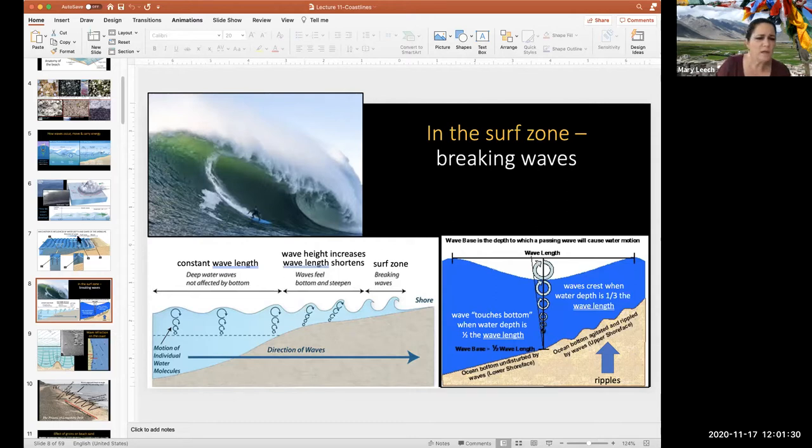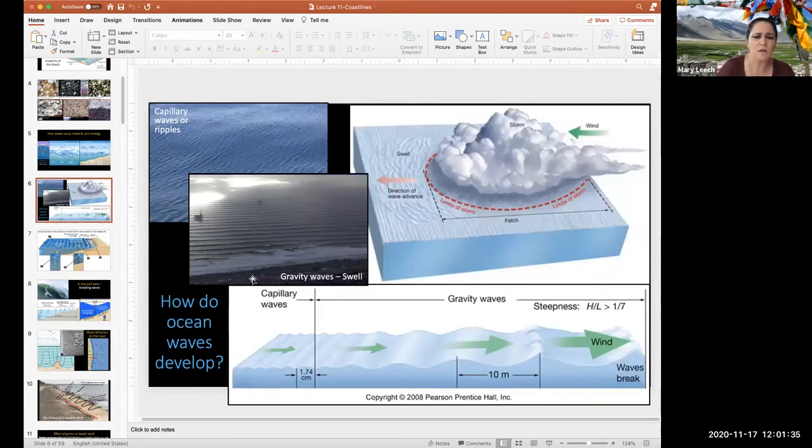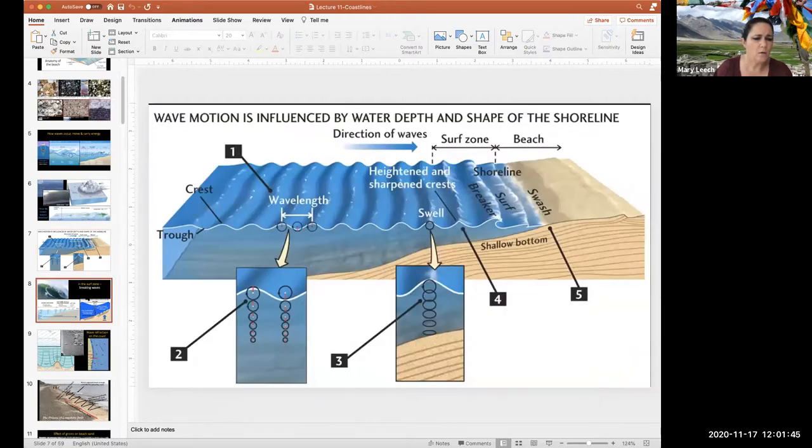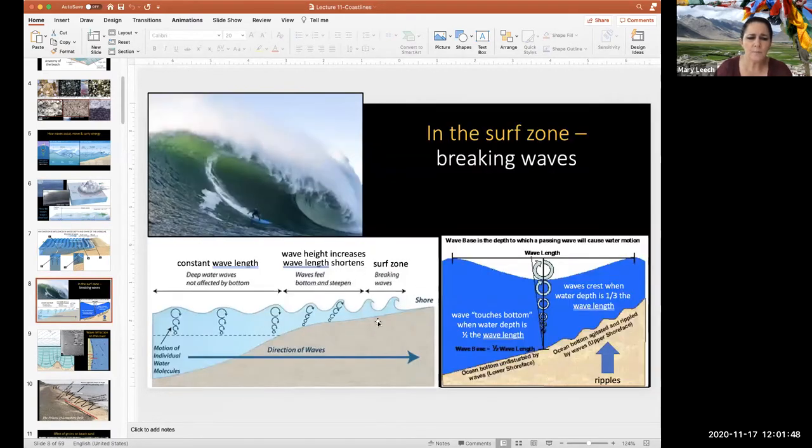We can probably measure it on something like this, but the angle is not quite right. You should be able to see the wavelength getting shorter towards shore compared to out here. So the wavelength shortens, the wave height increases, and the top of the wave is moving faster than the bottom of the wave, and it starts to roll over the top.